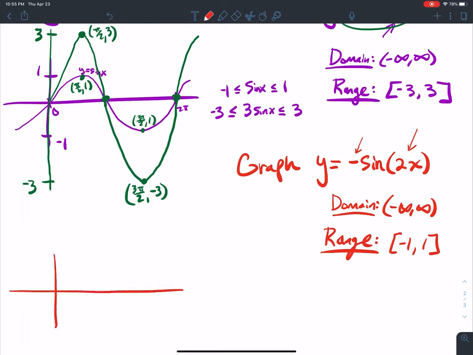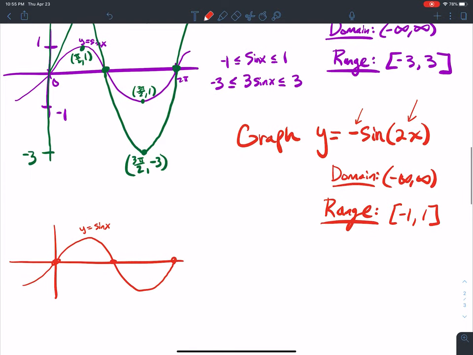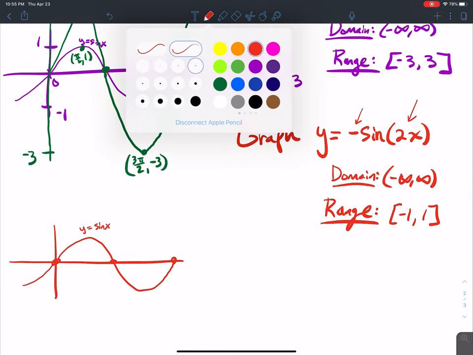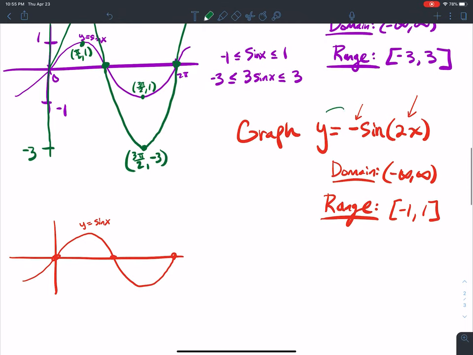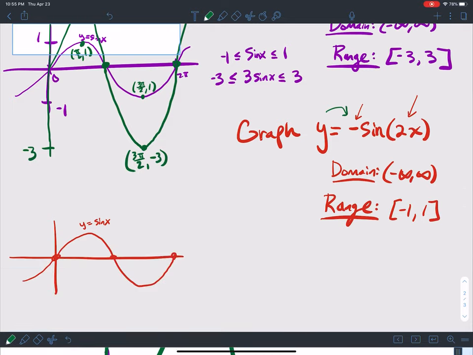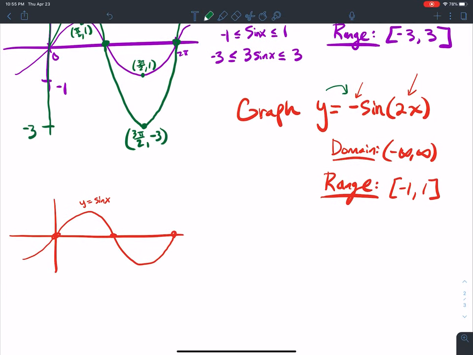Okay, so let's draw the picture. Here's my sine. Okay. So that's y equals the sine of x. Now, if I was going to graph y equal to the negative sine of x, I flip it across the x-axis. So this is y equals the negative sine of x. So I've literally flipped it. So that's at 1, this is at negative 1. Okay, so this is pi over 2.